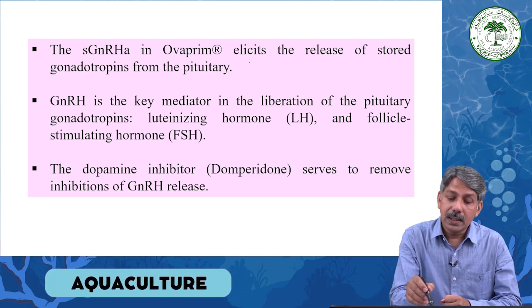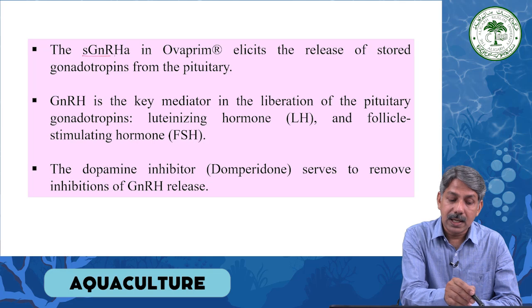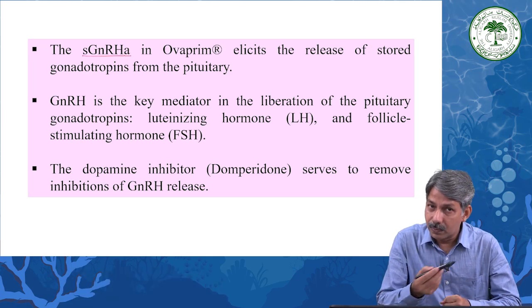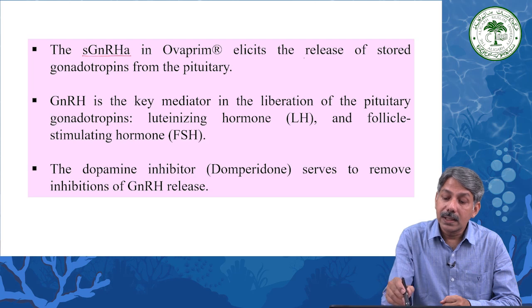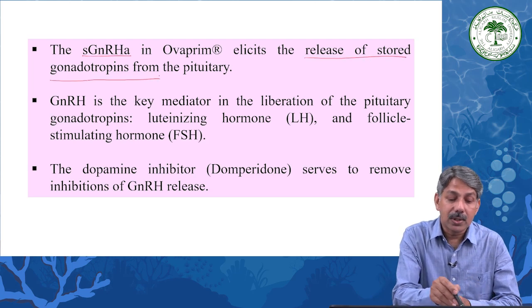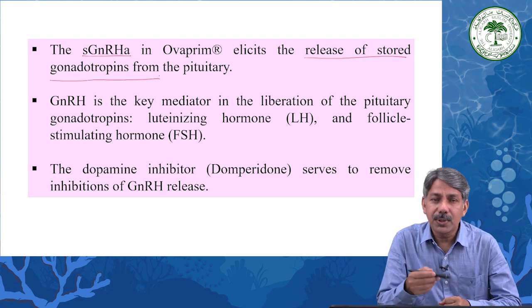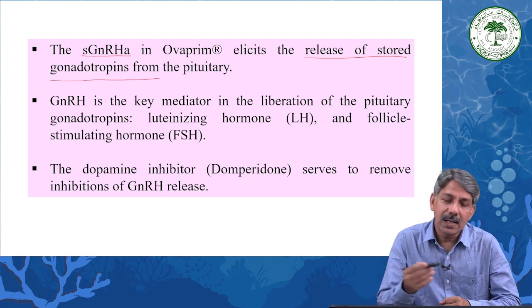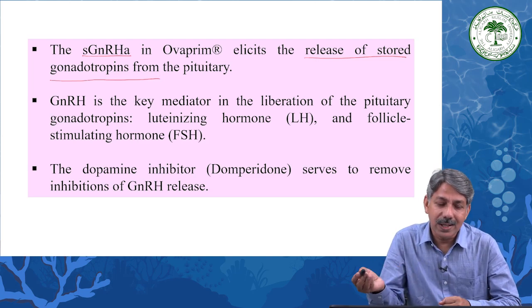sGnRH analog in Ovaprim, the salmon gonadotropin releasing hormone analog, helps to release the gonadotropins from the pituitary. It acts on the pituitary and stimulates it to release gonadotropins.